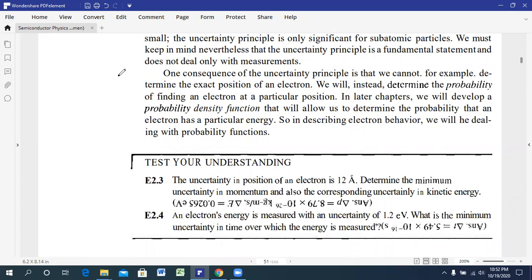One of the most important things is that one consequence of the uncertainty principle is that we cannot, for example, determine the exact position of an electron. We will instead determine the probability of finding that electron. In semiconductor physics, we learn about probability density functions, the probability of finding electrons or holes. We cannot find the exact position of the electrons, but we can assume the probability of finding that electron at a particular position.